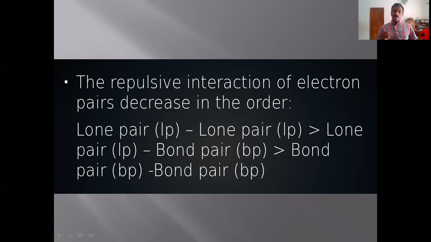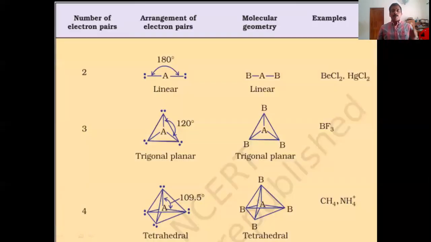When the electron pairs are arranged, they are arranged in such a way to get minimum repulsion and maximum distance. Minimum repulsion, maximum distance. How is it possible? That we can see from here. If the central atom has only 2 electron pairs, the structure will be linear. An example, BeCl2.